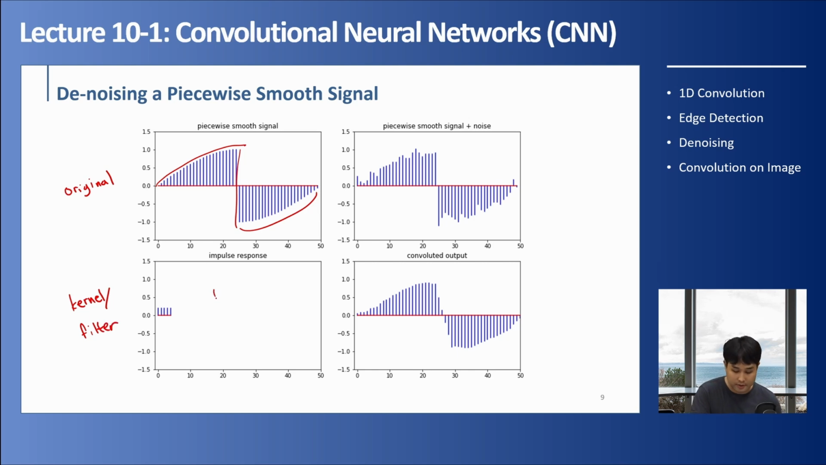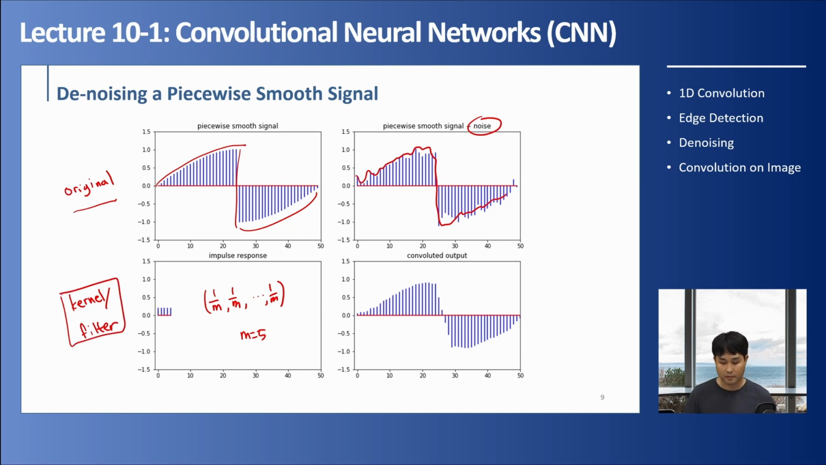And here the kernel is defined as the following, where M is equal to 5. Now if we assume that our original signal is corrupted with some noise, our goal is to smoothen this signal using our filter over here. And just like we did for the moving average case, if we convolve this noisy signal with our kernel, we end up with a smoothened version of the corrupted signal.